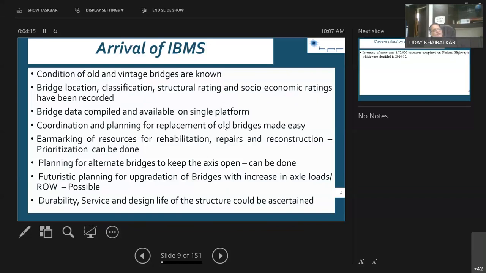Depending on the rating of the bridge, the central government can decide which bridge to take up for repairs and rehabilitation first. Then futuristic planning for operation of bridges with increase in axle loads, oblique loading is possible. And the durability, service, and design life of the structure can be assessed.